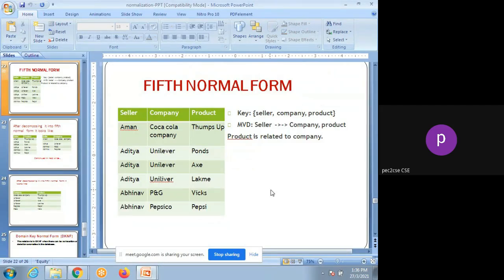So this is your original data, and whenever you decompose this, you'll have 3 tables. One table contains seller, company; another table contains seller, product; and the third table contains company, product.